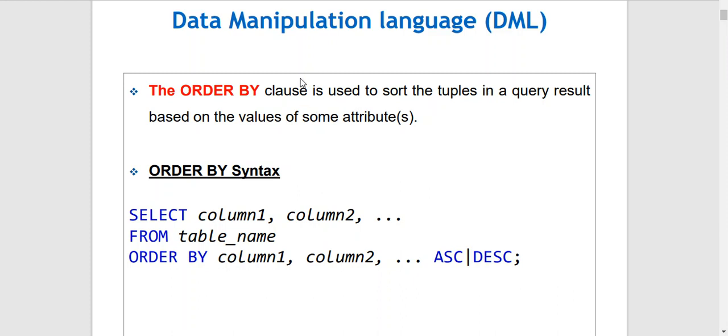In this video, I'm going to talk about data manipulation language, specifically the ORDER BY clause. The ORDER BY clause is used to sort the tuples in a query result based on the values of some attributes. We can say, in this example, SELECT column1, column2, etc. FROM table_name ORDER BY column1, column2, ascending or descending sorting.